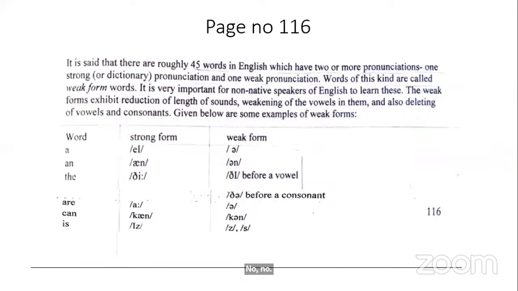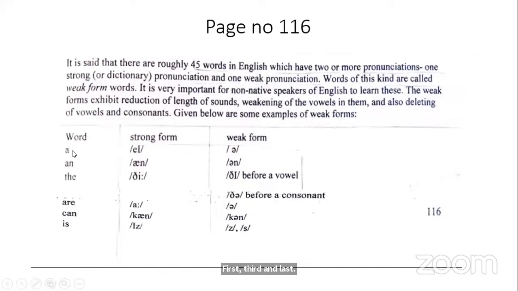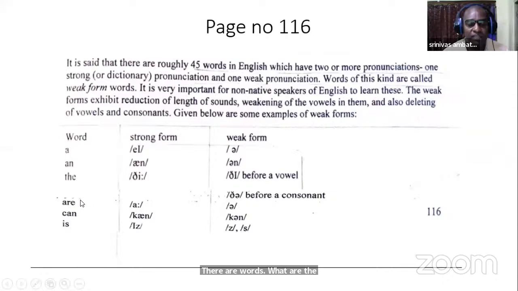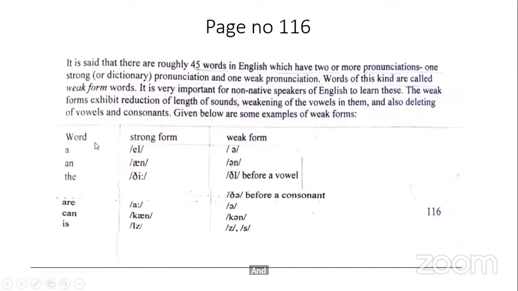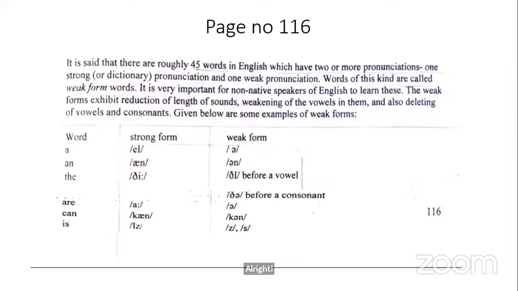Next one. Now we have strong forms and weak forms. All of you pay attention. What are the words in the first column? A and the, articles, are, can, is. Strong form means full pronunciation. Weak form means you don't pronounce it completely. We pronounce the strong form completely.